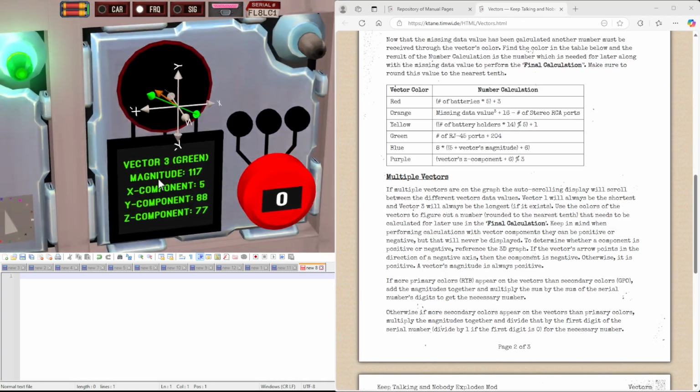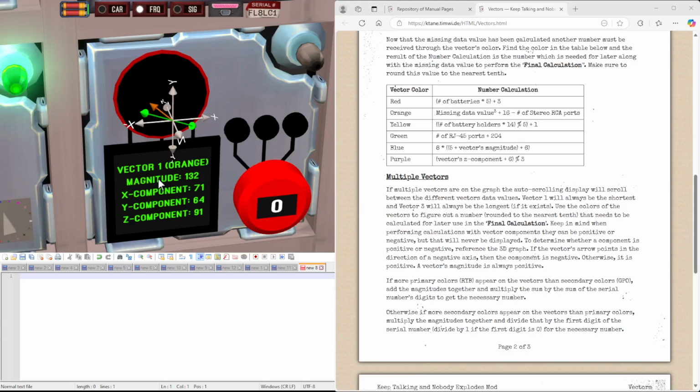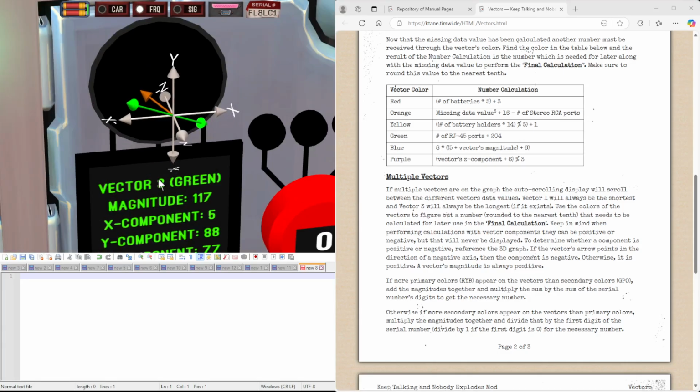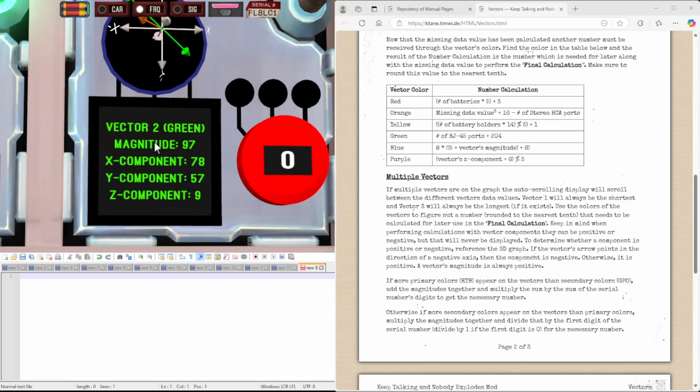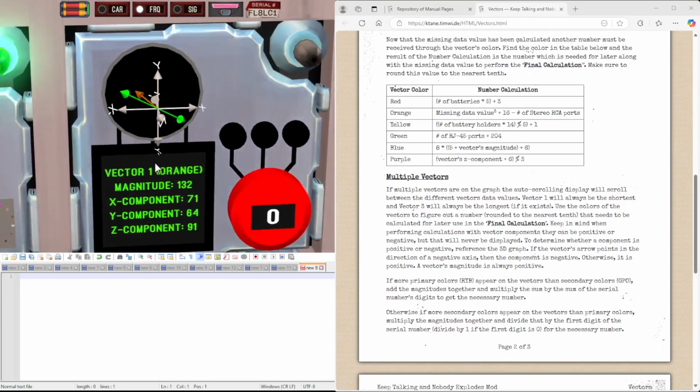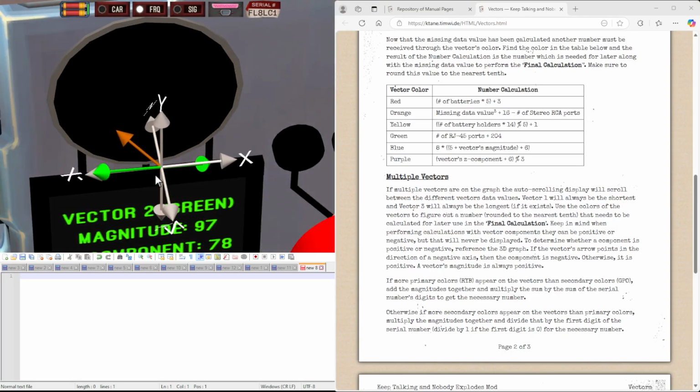Sorry, it says vector 1 would be the shortest one, but it's saying on here that the vector is the longest one.